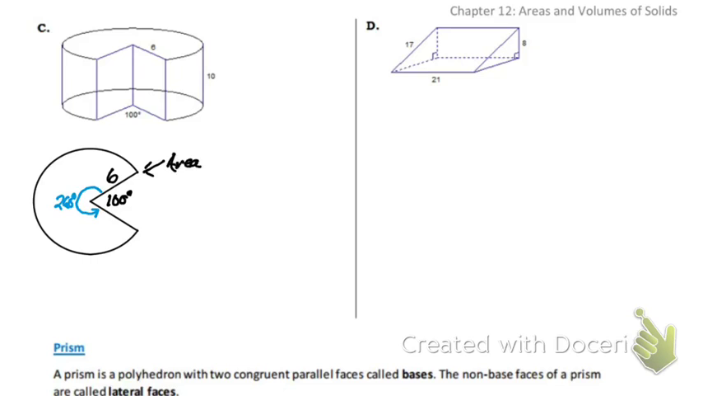So our area of this one is going to equal, the sector is 260 degrees, that's the piece I want, divided by 360. And since I'm doing the area of the sector, I'm going to do the area of the circle. So that's pi r squared, which is pi times 6 squared. Well, that's going to end up giving me 26 pi.